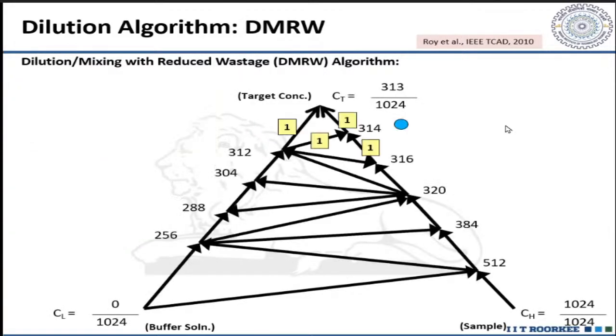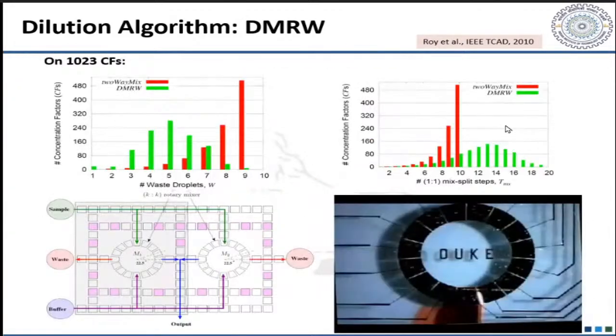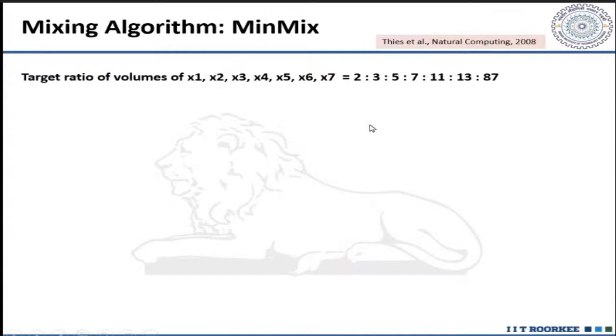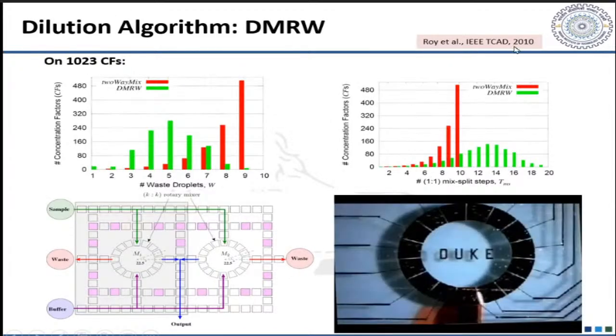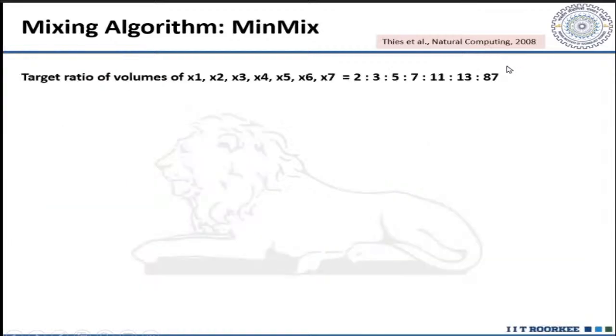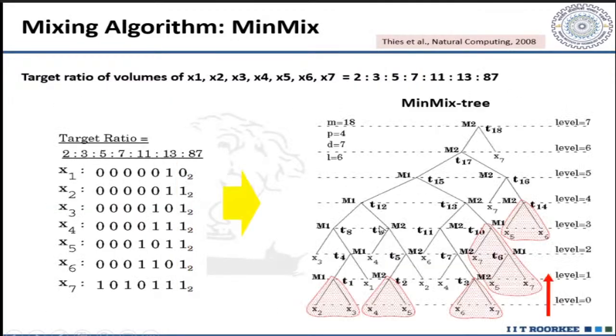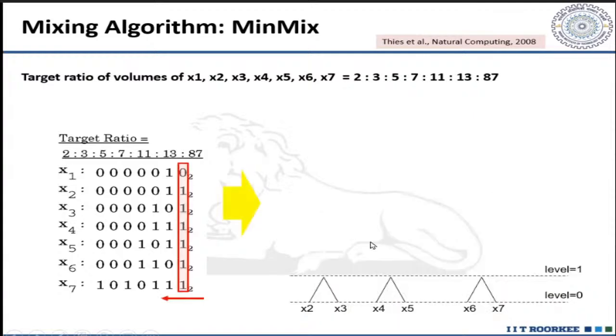There is other work we did on that. I'm not going to discuss all of this. Here you can see our paper in 2010 in a transaction paper. And another one is similar to that previous one. It talks about this ratio. You can see here 7 different reagents are taken, and there is a particular concentration which needs to be achieved at the end.